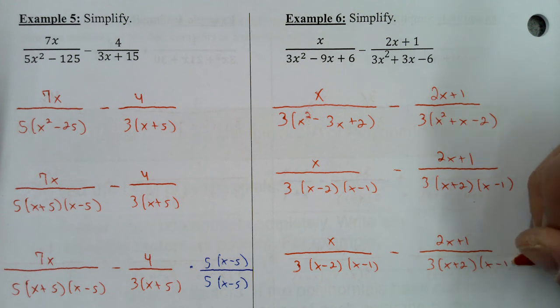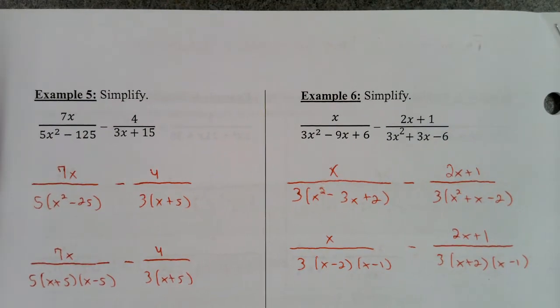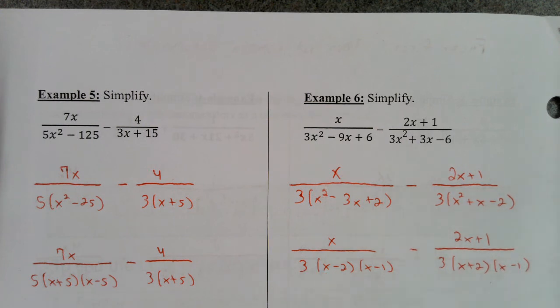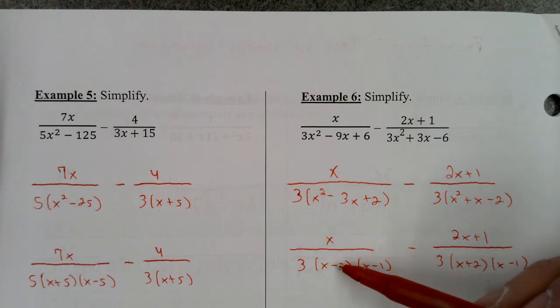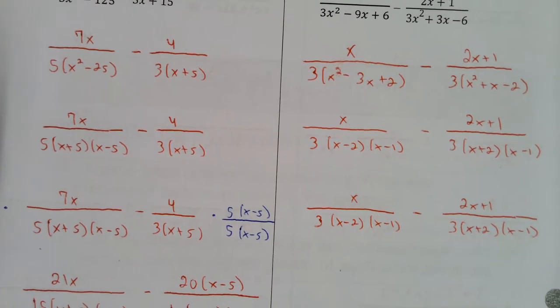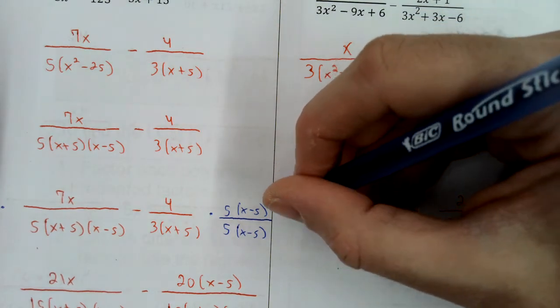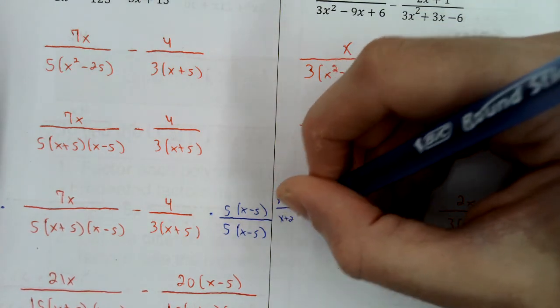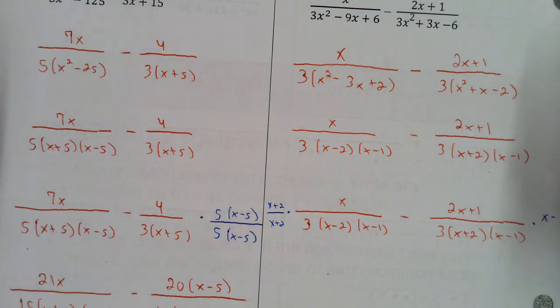So both denominators have a 3. That's great. Both denominators have an x minus 1, so that's great. This denominator has an x minus 2. This one has an x plus 2. So since this one does not have an x plus 2, I'm going to multiply by x plus 2 over x plus 2. And the other one, I'm going to multiply by x minus 2 over x minus 2.